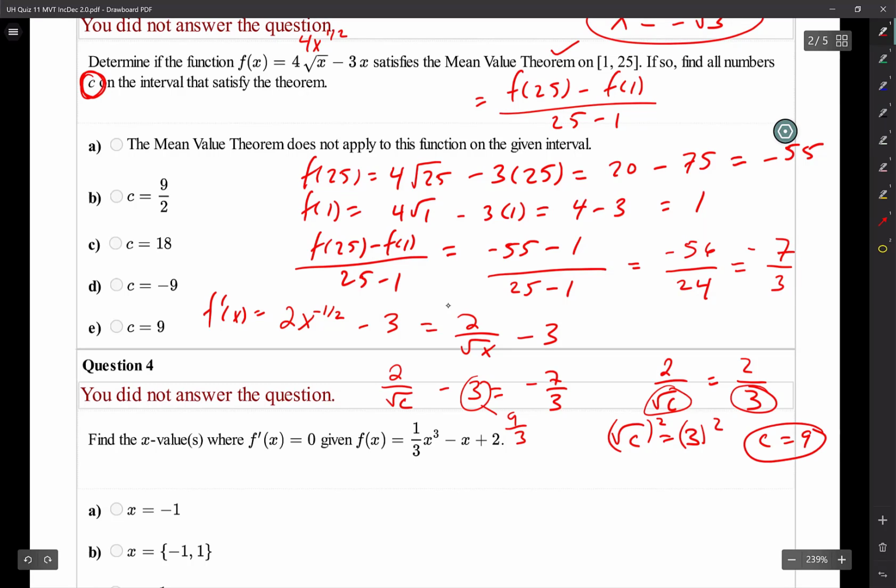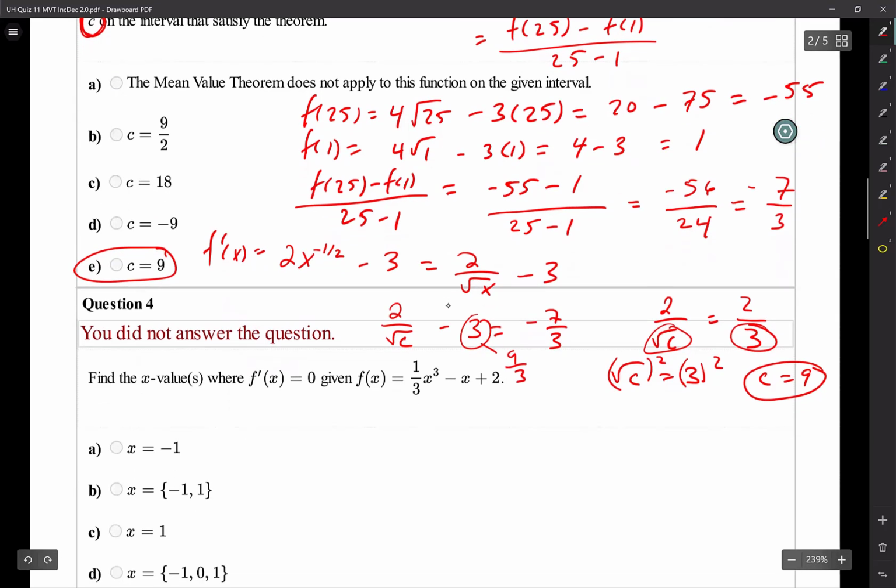Is that within the interval? There it is. So at x equals 9, you have a tangent that is parallel to your secant. C is an x value, yeah.